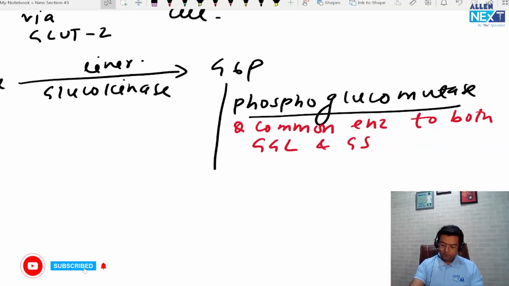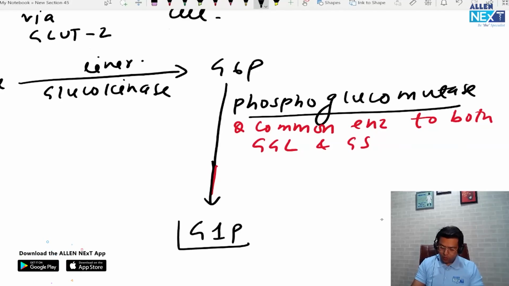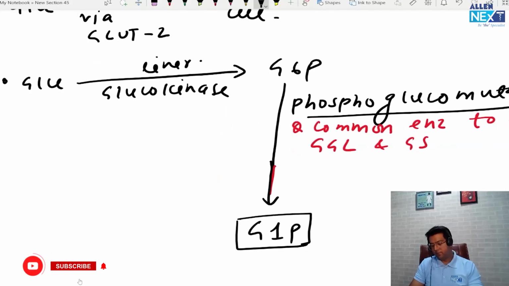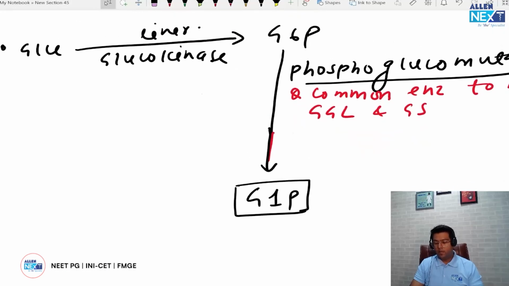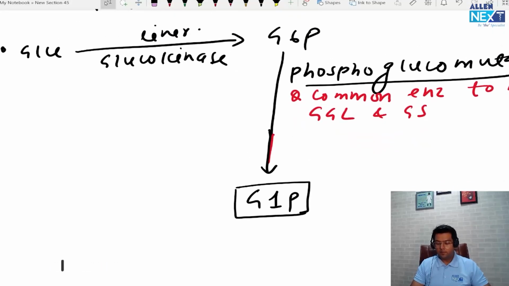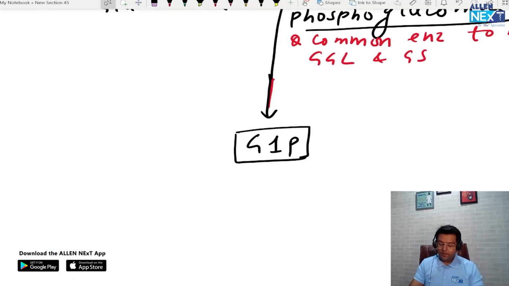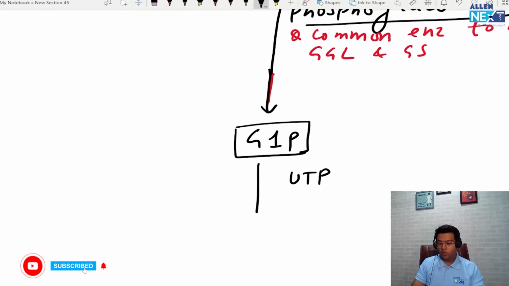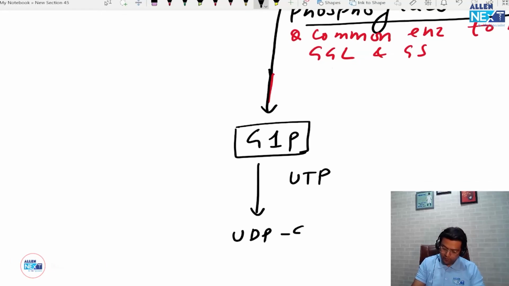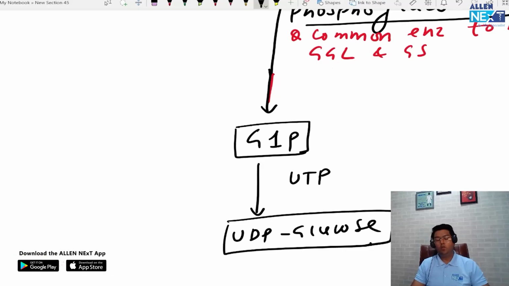Okay. So guys, it is a mutase. Mutase means an isomerase type of enzyme. So this will convert the glucose 6 phosphate to the glucose 1 phosphate, basically. Okay, and now guys, on this glucose 1 phosphate, we will add UTP, uridine triphosphate, and we will get UDP glucose. Fine, UDP glucose will form.